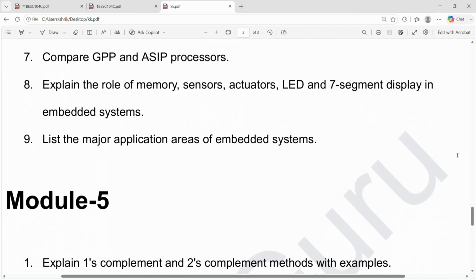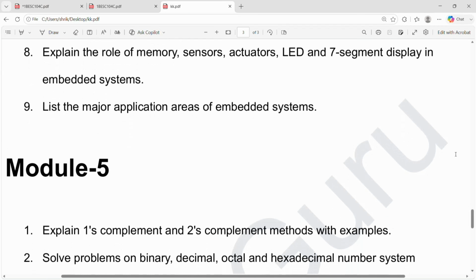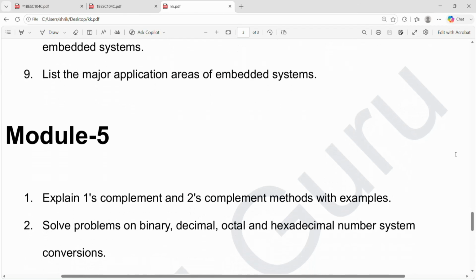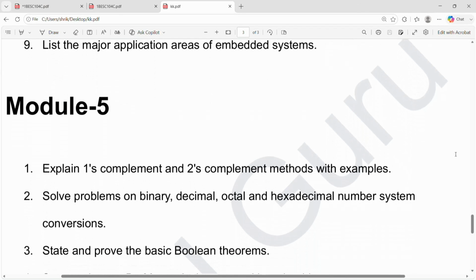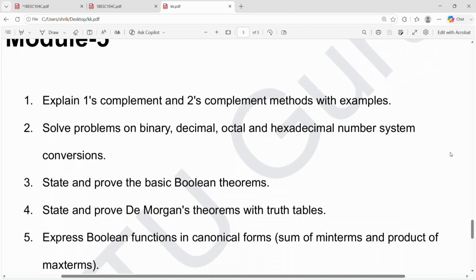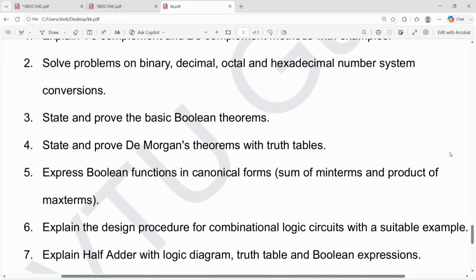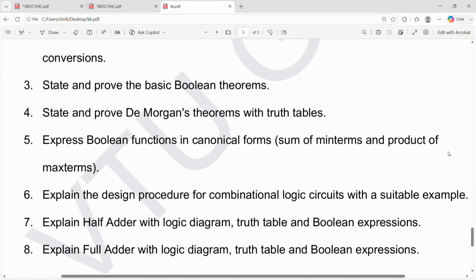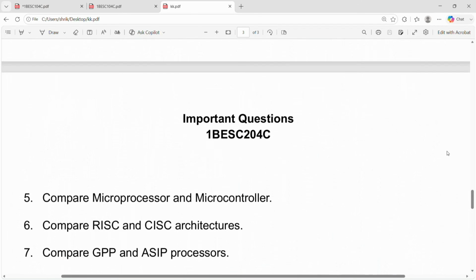Next, module 5, the last module: explain 1's complement and 2's complement methods with examples. Solve problems on binary, decimal, octal and hexadecimal number system conversions. State and prove the basic Boolean theorems. State and prove De Morgan's theorem with truth table. Express Boolean function in canonical forms. Explain the design procedure for combinational logic circuits with suitable example. Explain half adder with logic diagram, truth table and Boolean expression. Explain full adder with logic diagram, truth table and Boolean expression.